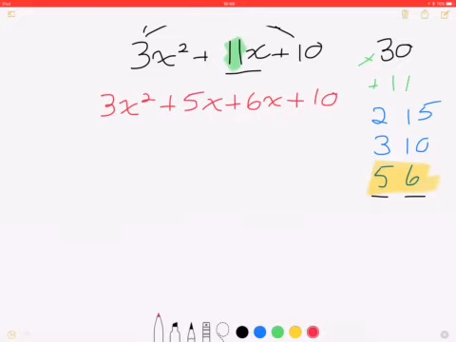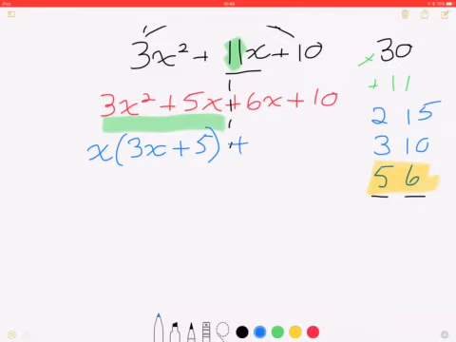Okay, next step. I'm going to split it down the middle, and I'm just going to factorise each part separately. So I'm looking at this left hand side first of all. Take out all the factors I possibly can. 3 and 5 are both prime numbers, so that's not going to work, but I can actually take out an x. So I can say x times 3x plus 5, check it back, yeah, that's 3x squared plus 5x. Okay, and then I'm going to look at this side, and I'm going to put plus 6x and 10.